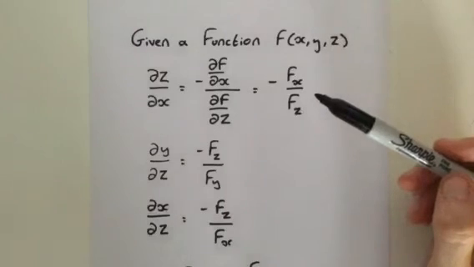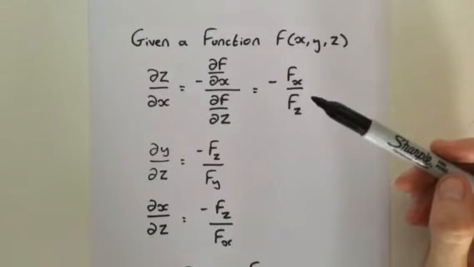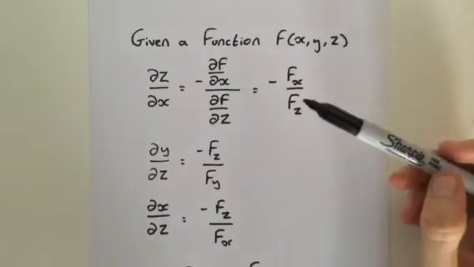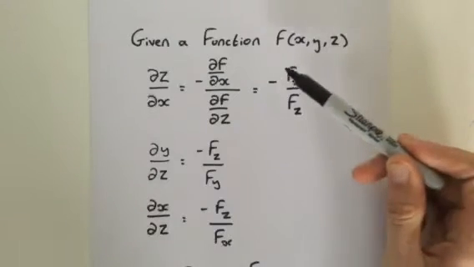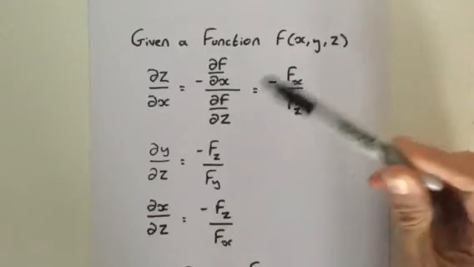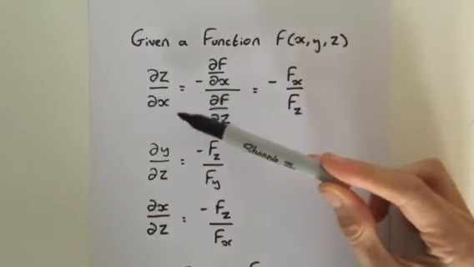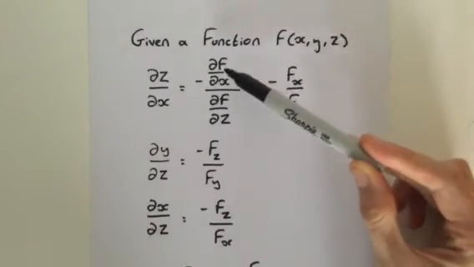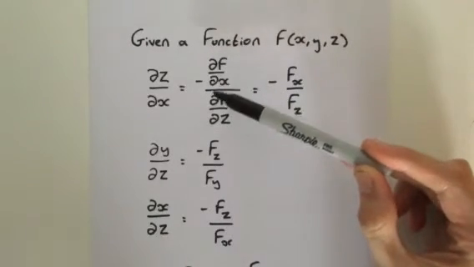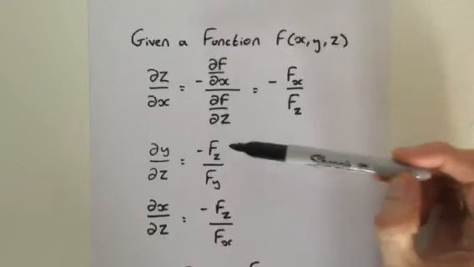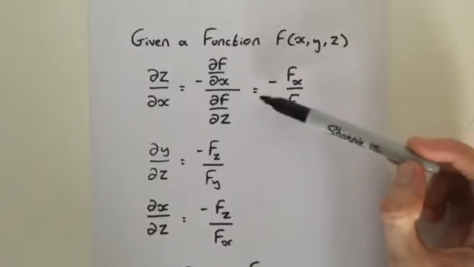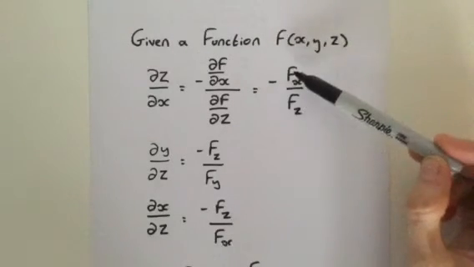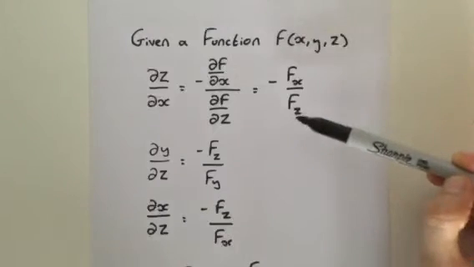Hello. Today we're going to look at the implicit function theorem. So if we're given a function f of x, y, z, then the partial of z with respect to x is equal to the negative partial of the function with respect to x divided by the partial of f with respect to z. And of course that's going to equal minus f sub x divided by f sub z.